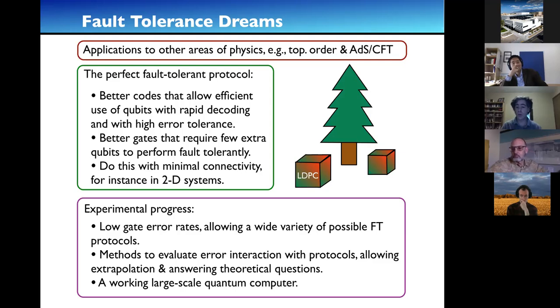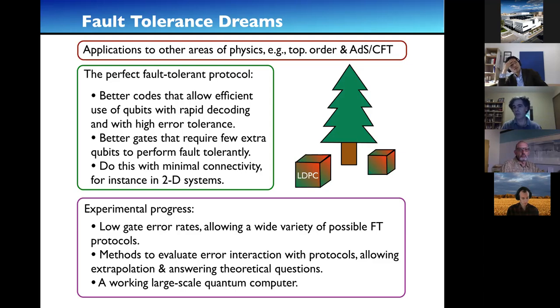And so one thing we might dream of is to apply fault-tolerant ideas to these systems as well, not just error correction. Okay, but of course, focusing more on the content of the talk, what we would really be looking for is kind of the perfect fault-tolerant protocol that has a lot of different properties at once. So we want ones that use very good codes that have very low overheads, efficient use of qubits, and they also have good error tolerance and good classical decoding algorithms that allow us to figure out what the errors are. We want better fault-tolerant gate constructions that don't require very many extra qubits and also don't hurt the error tolerance of the protocol very much.